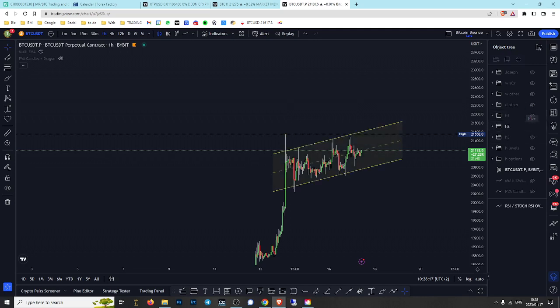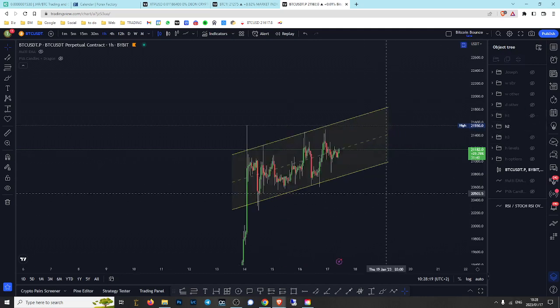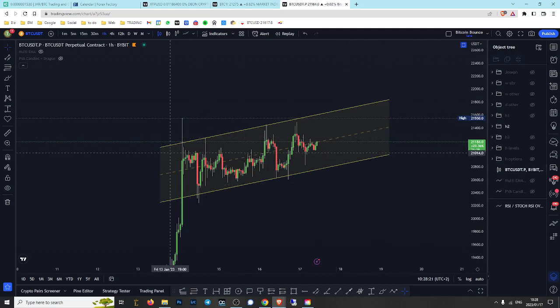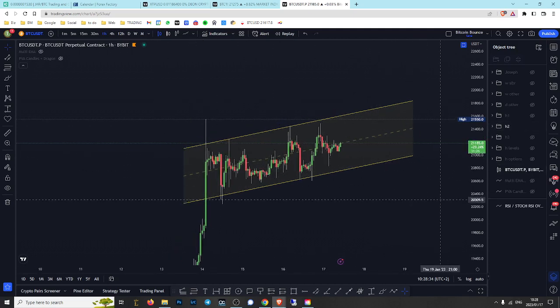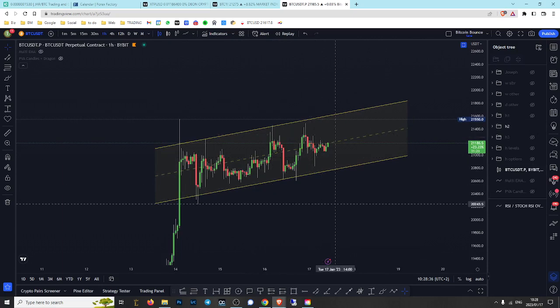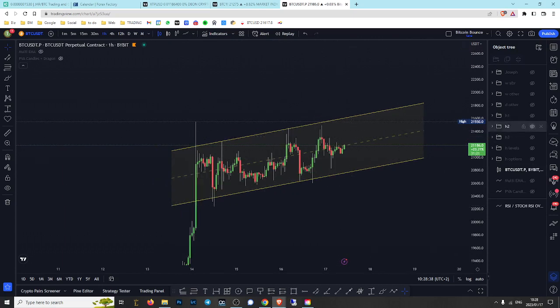Then the other was again one of these parallel channels, and again you can see we hit the highs there, we hit the lows here, and on the middle it was acting as support and resistance. There it was resistance and so on. So that middle line looks fairly accurate to me, and then occasionally we hit the highs and the lows, so I like this as well.